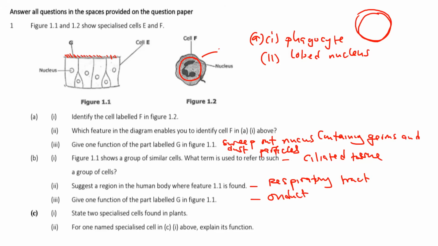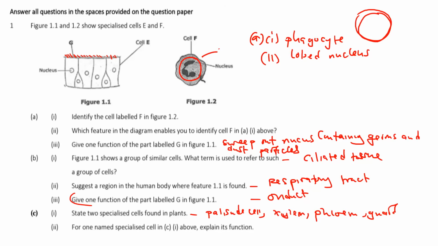State two specialized cells found in plants. So you can talk of the palisade cell. You can talk of the xylem. You can talk of the phloem. You can talk of the guard cell, etc.